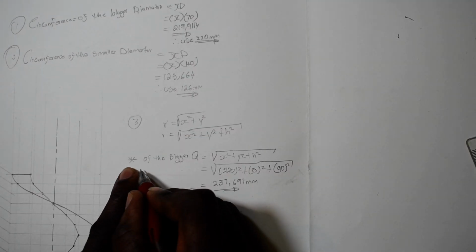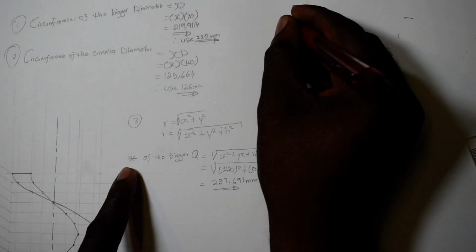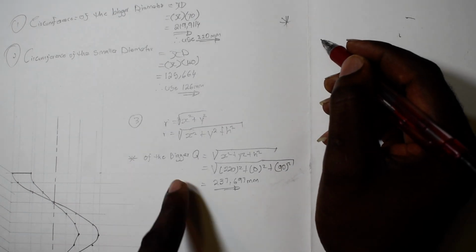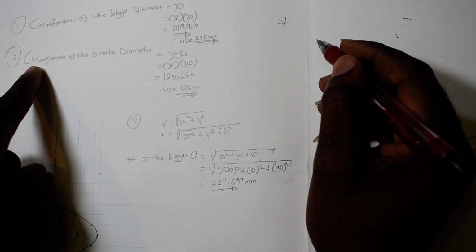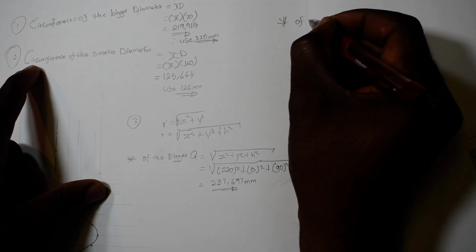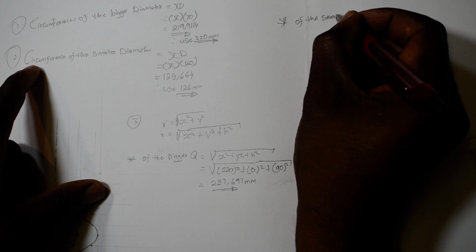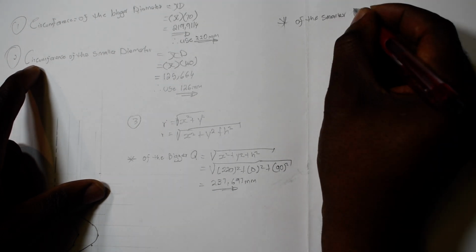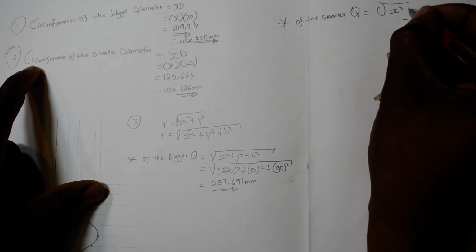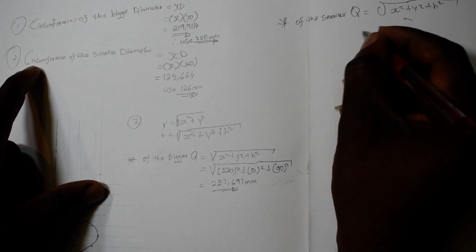So remember, this was point number 1 where we are including the height. So at point number 3 now, we are going to use the Pythagorean theorem including the height. You understand? So we are going to say now of the smaller diameter is equals to the square root of x squared minus y squared plus your height. Do not forget your height. You understand?